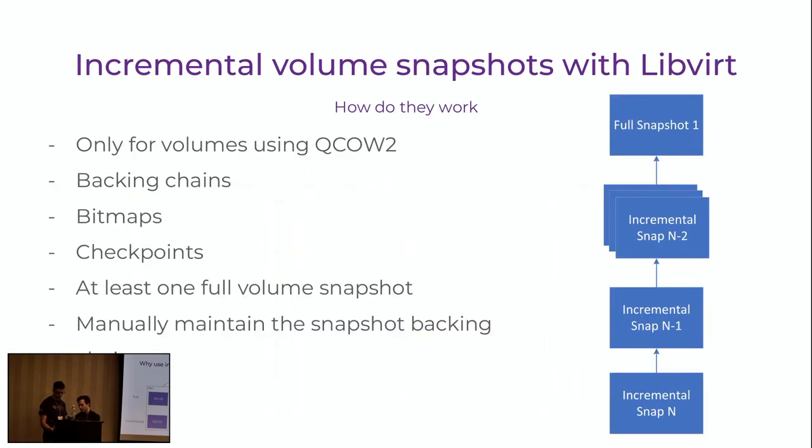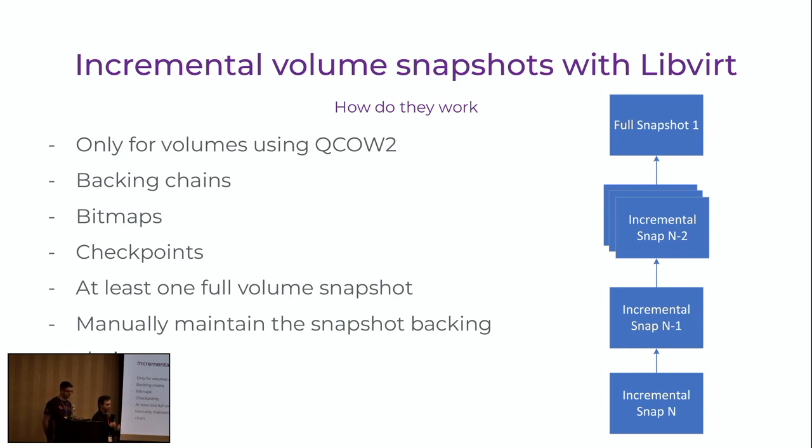So how can you do that? Well, we'll be using Libvirt's APIs to do this. We'll use an API called Begin Backup. And in order to use this to create incremental snapshots, we need the volumes to be in QCOW2 format. And we need this for two reasons.